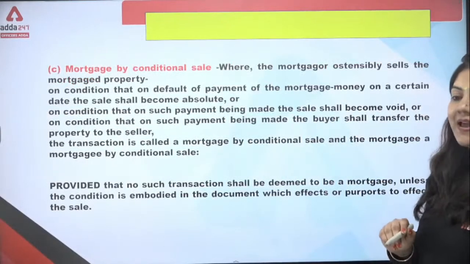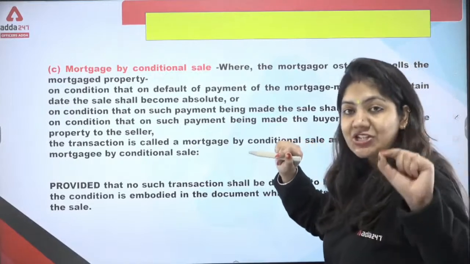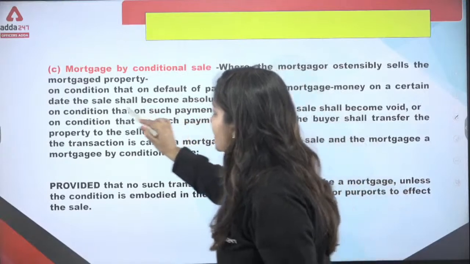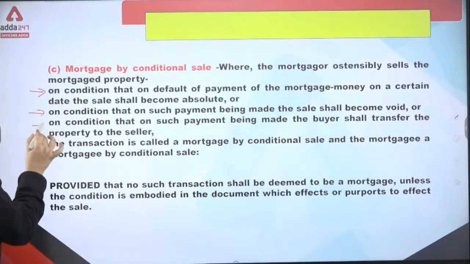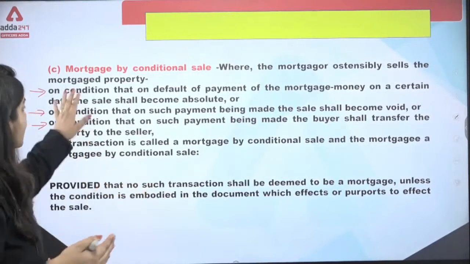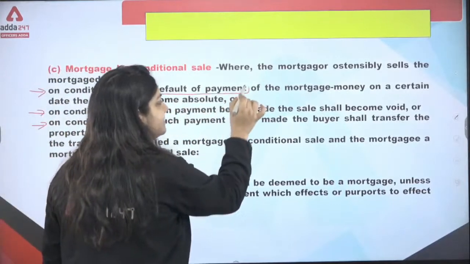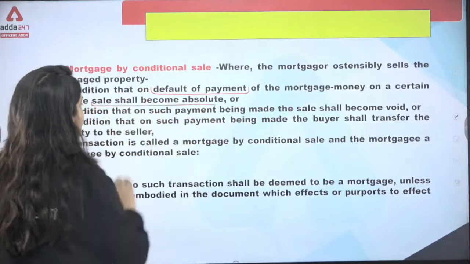Next, mortgage by conditional sale. What is conditional sale? In which the conditions are there. The first one is on the condition that, this is the first condition, this is second one, this is third one. Condition means, in Hindi we say shart rakhna. So the first condition is that if the mortgager will not pay the money, then the sale shall become absolute.